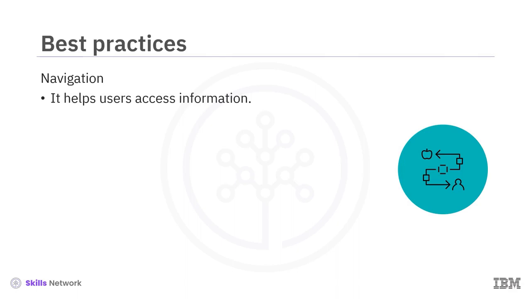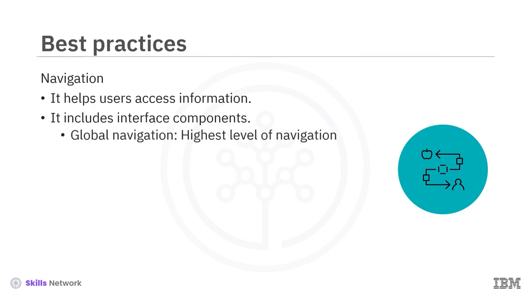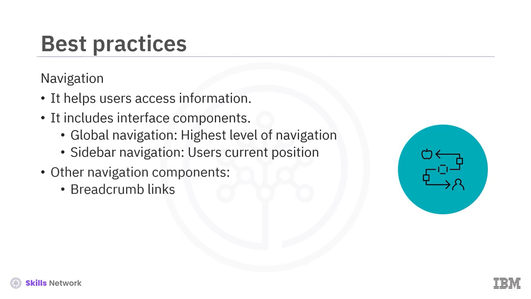The primary purpose of navigation is to help users access information on a website or mobile application while also encouraging them to act. Navigation includes user interface components, such as global navigation found in headers and local navigation found in sidebar navigation. The highest level in navigation hierarchy is global navigation. Local navigation, on the other hand, is the user's current position and what is closest to navigate. Breadcrumb links, filters, and related links are also navigational components.